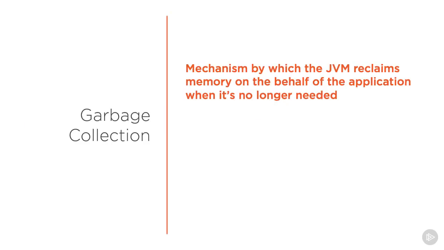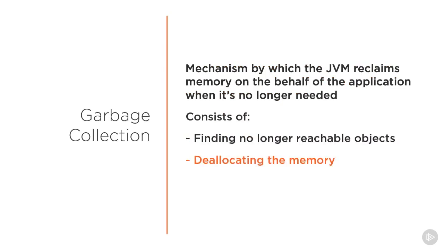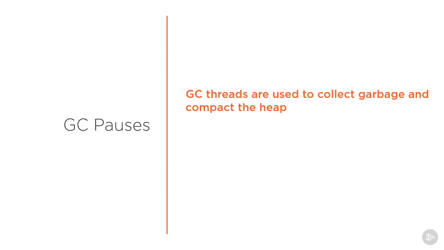Garbage collection is the mechanism by which the JVM reclaims memory on behalf of the application when it's no longer needed. At a high level, it consists of finding objects that are no longer in use, freeing the memory associated with these objects, and occasionally compacting the heap to prevent memory fragmentation. The garbage collector performs its work using one or more threads.